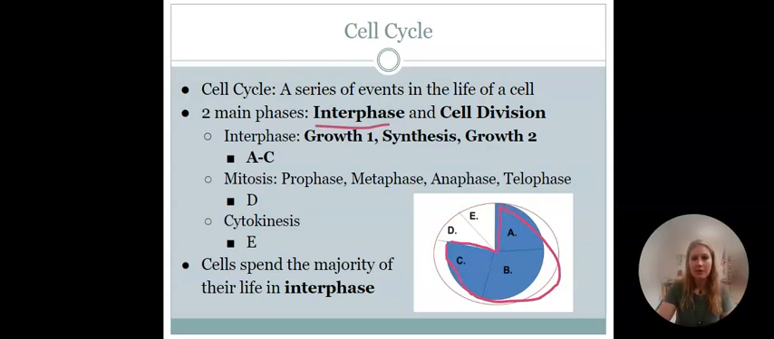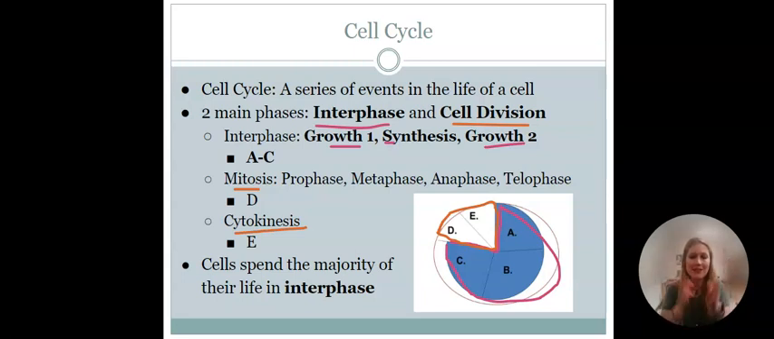Interphase is made up of three parts. You have G1, or growth 1, S phase, and then G2. In interphase, you are preparing for cell division. So the second phase of the cell cycle is cell division, which is the other two slices of the pie. Cell division is made up of mitosis and cytokinesis.